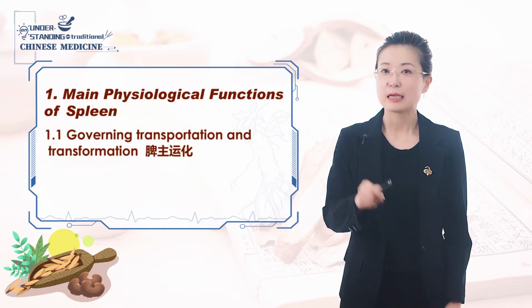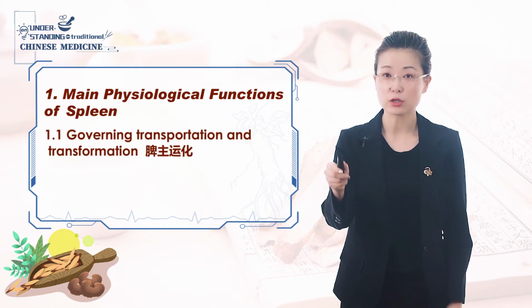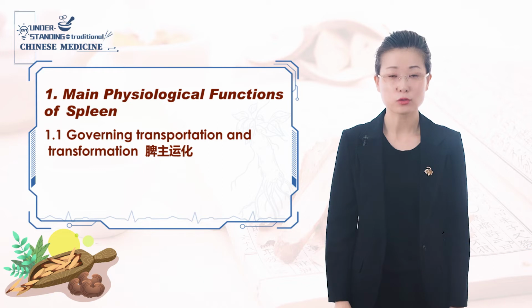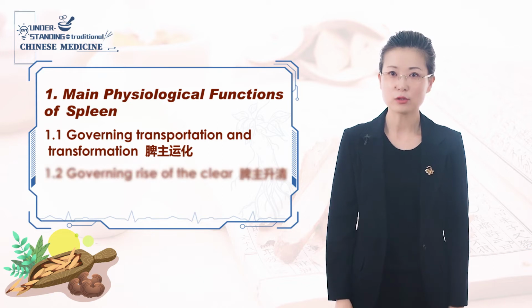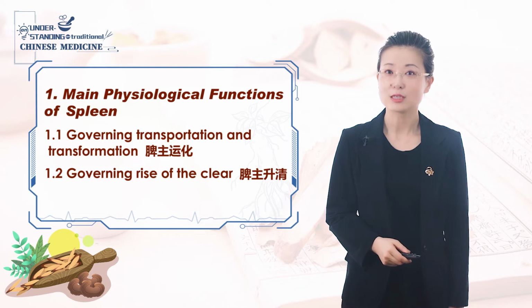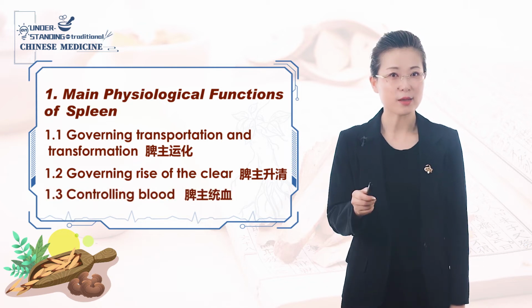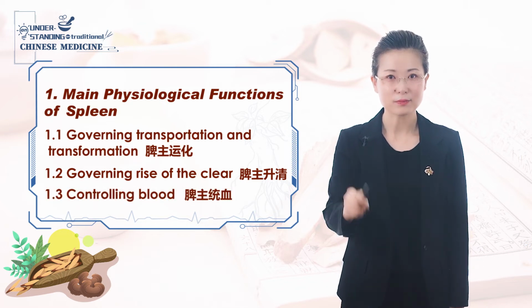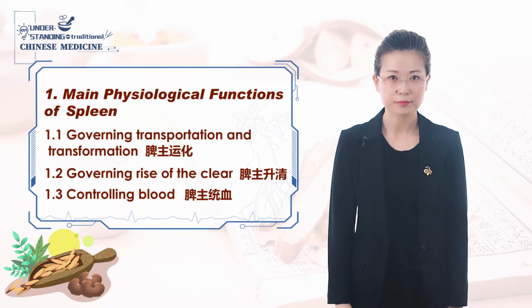Number 1, governing transportation and transformation, 脾主运化. Number 2, governing rise of the clear, 脾主升清. And number 3, controlling blood, 脾主统血.